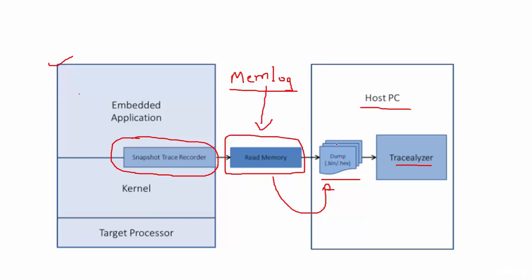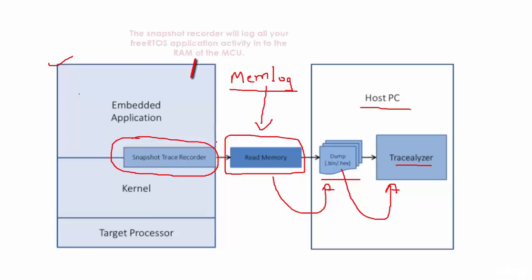Once you get the memory dump, which will have the extension .bin or .hex, you give that file as an input to the Tracealyzer software. Then the Tracealyzer software will plot whatever is happening inside your code execution.